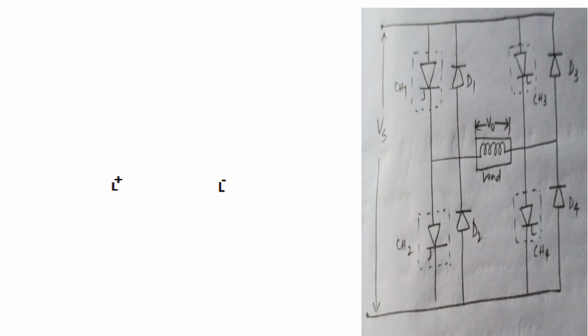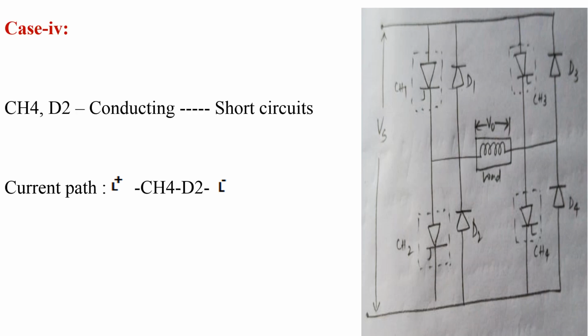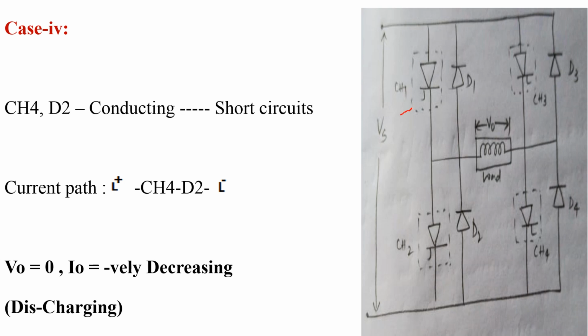Coming to the fourth case of working, this is the circuit diagram. This is very simple. In this case, after complete charging of the inductor, consider CH1 is commutated, means it acts as an open circuit, and the inductor changes its polarities, that is negative polarity becomes positive and positive polarity becomes negative. Here the negative polarity is connected to the cathode of diode D2. So diode D2 comes into forward bias.